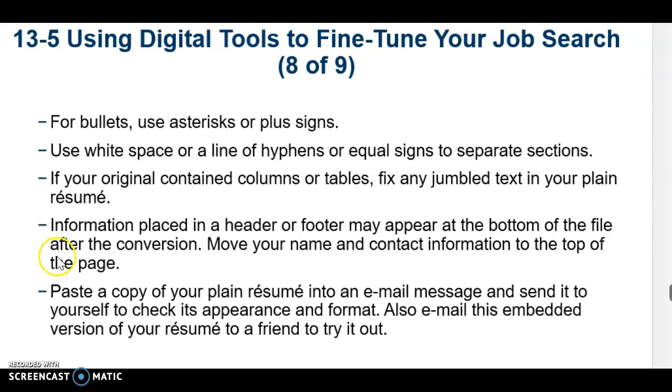All right, and then here's some more. For bullets, use asterisks or plus signs. This is still about creating the plain text. Use white space or a line of hyphens or equal signs to separate sections. So you can read over this, and once you follow those guidelines, you can paste a copy of your plain resume into an email message and send it yourself to make sure that it appears right, just so you can check it. Just email it to yourself, or you can email it to a friend.